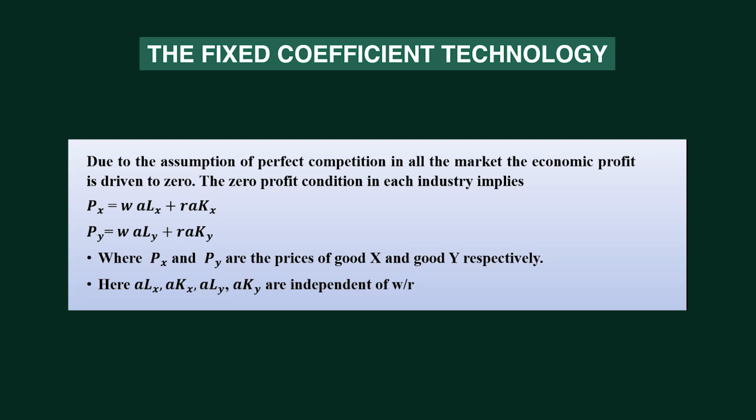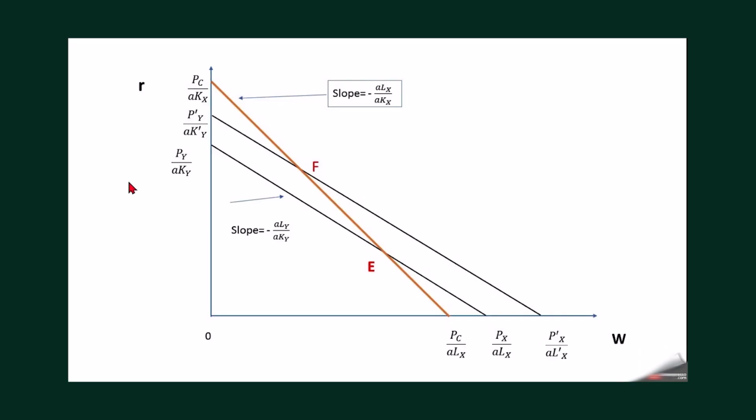We will take the help of a diagram to understand the impact of change in prices on the relative factor prices. We consider this diagram below. In the wage rental plane, we plot the isocost line of the two commodities. For commodity Y, we have the black line, and for commodity X, we have this orangish line.